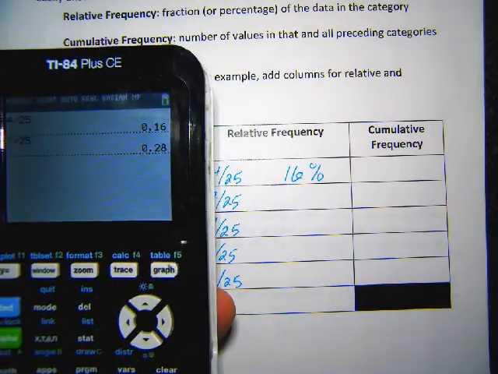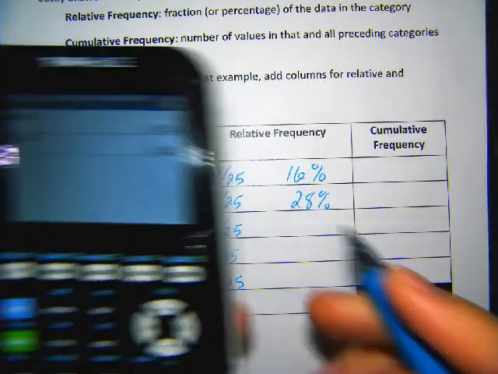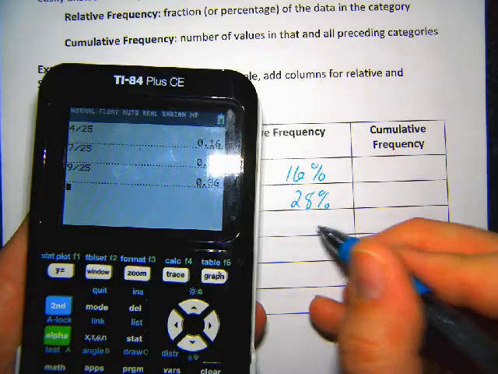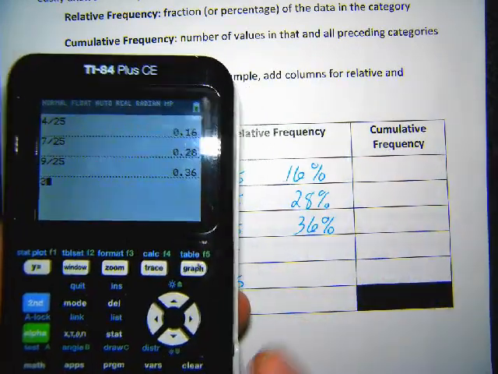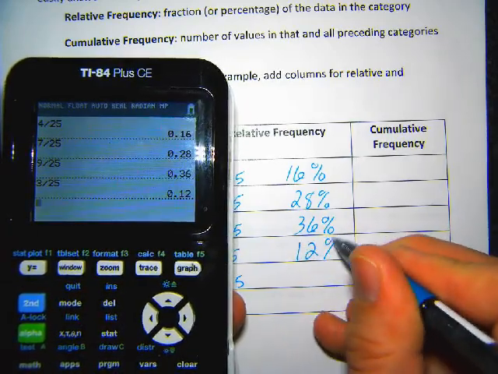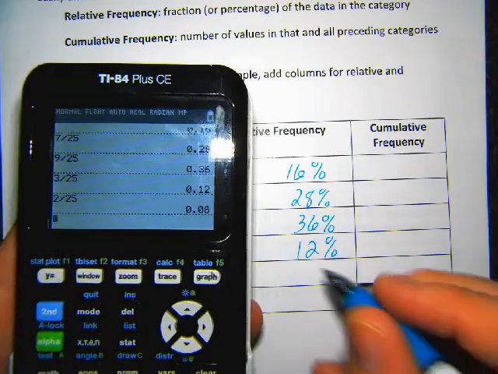We get 28%. Next one is 9 out of 25. 36%. 3 out of 25. That's 12%. 2 out of 25. That's 8%.